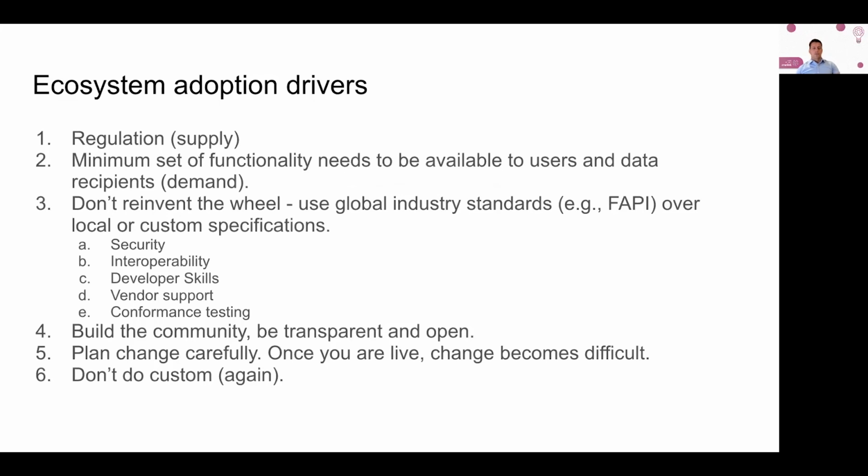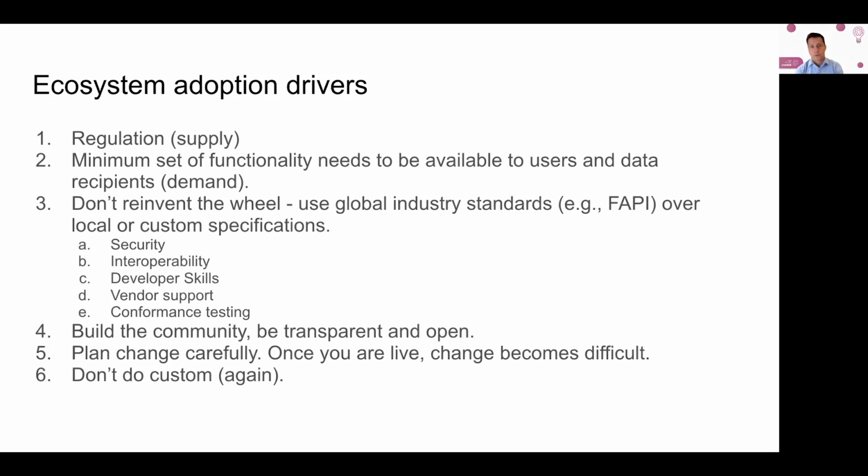Speaking about adoption drivers and adoption levers, regulation will always be the main driver from the supply side. That's what usually happens: the government prescribes that all banks and financial institutions provide the APIs. So that creates a supply. A minimum set of functionality for key use cases needs to be available to users and data recipients, data consumers. This will create the demand side.